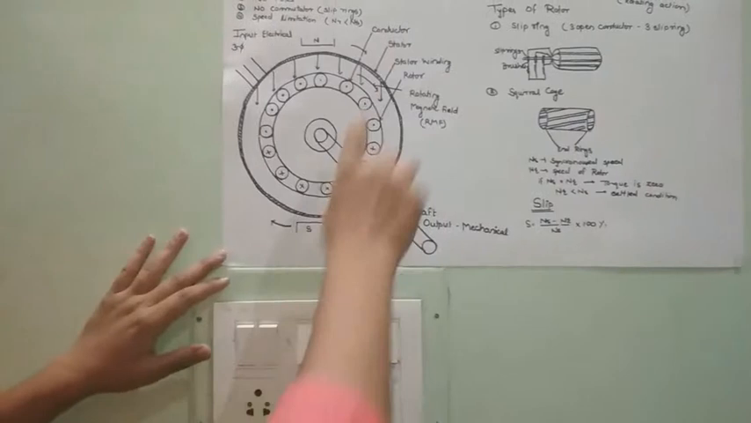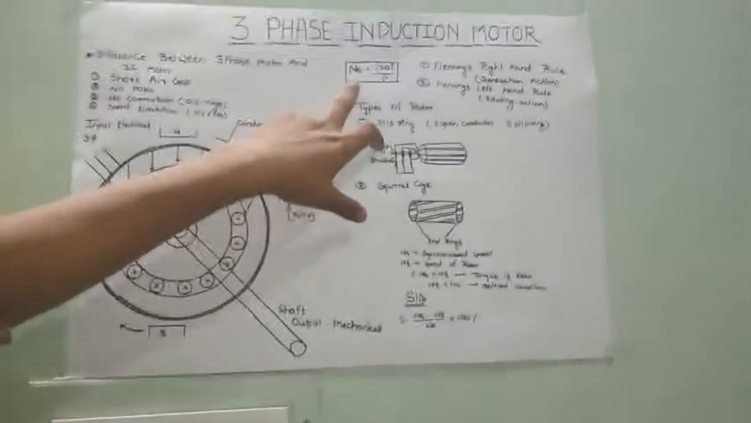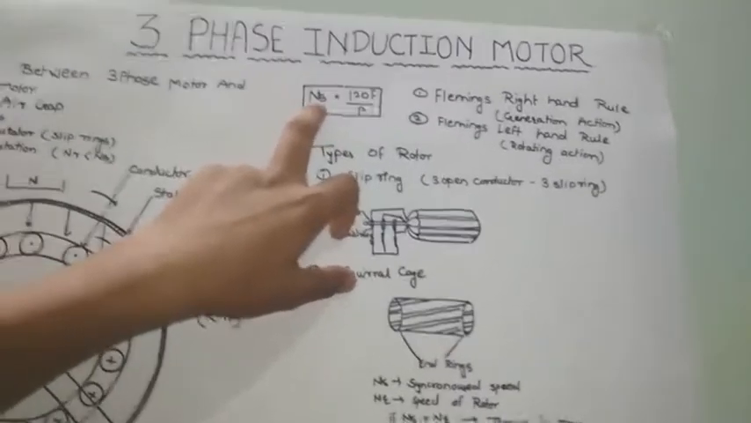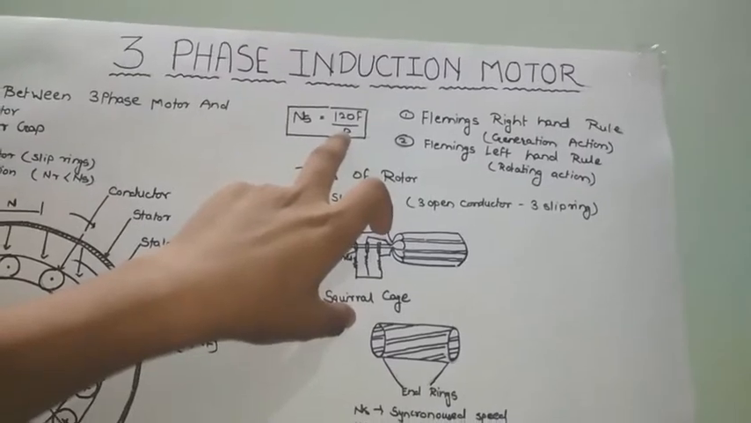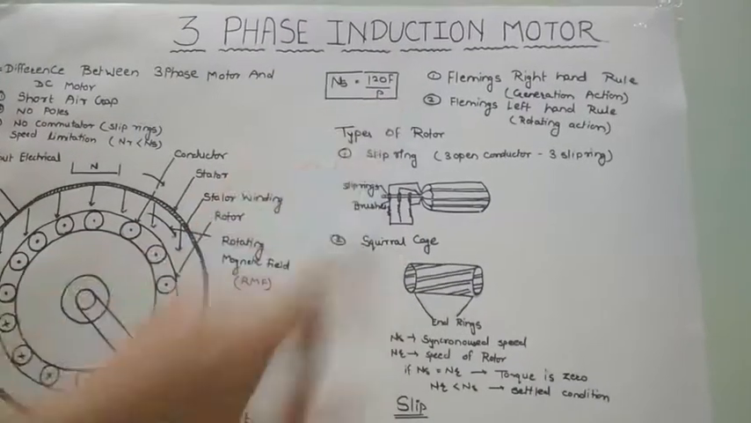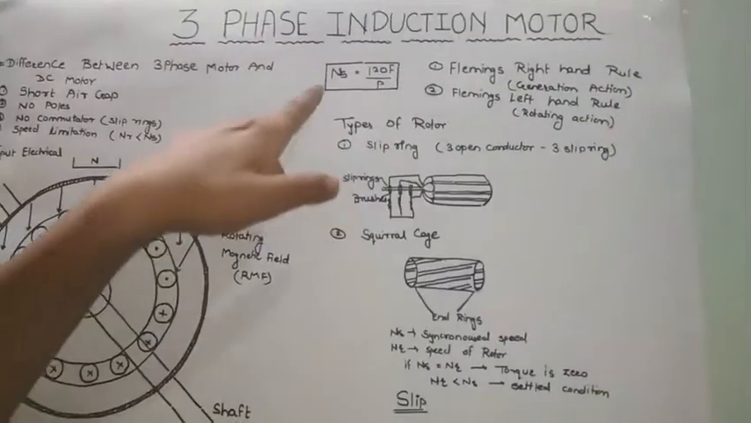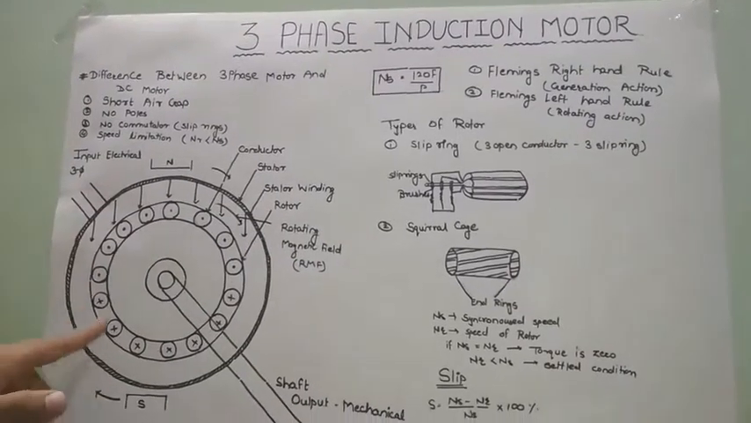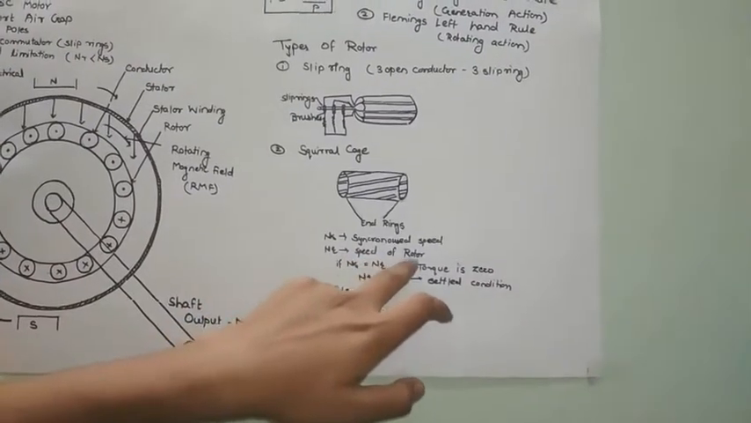We know that the speed of the rotating magnetic field, that is the synchronous speed, is denoted as Ns, which is equal to 120 times f divided by P. Here f is the frequency and P is the number of poles present in the three-phase induction motor. Ns, the synchronous speed, is the speed of the rotating magnetic field, and Nr is the speed of the rotor.